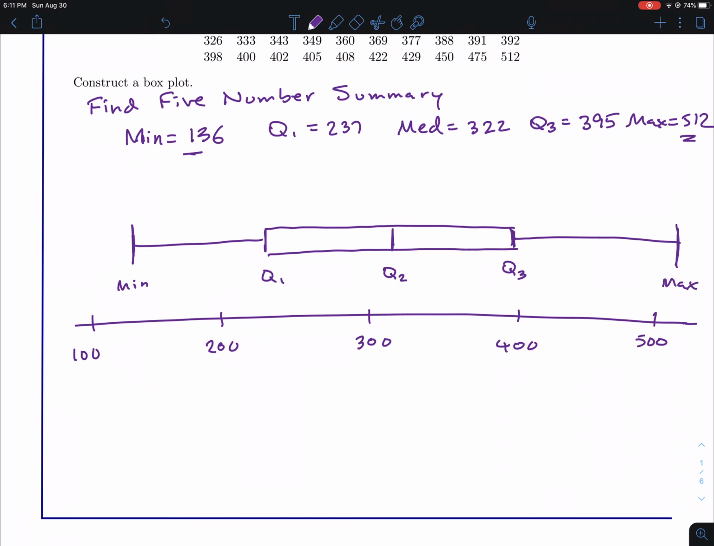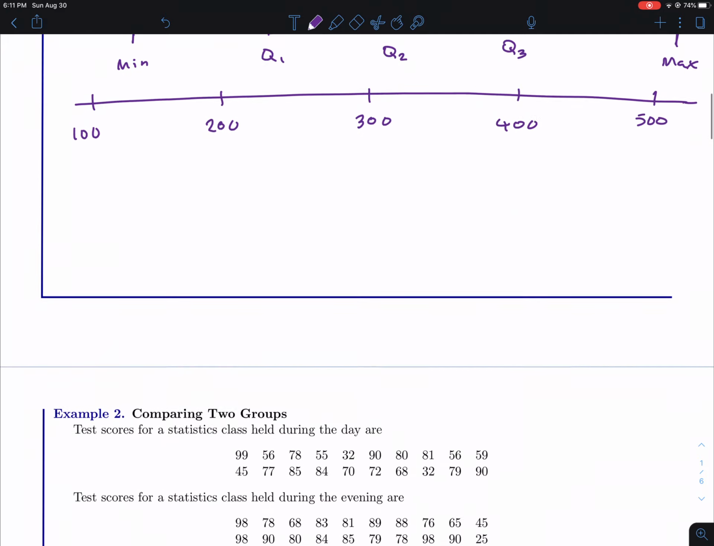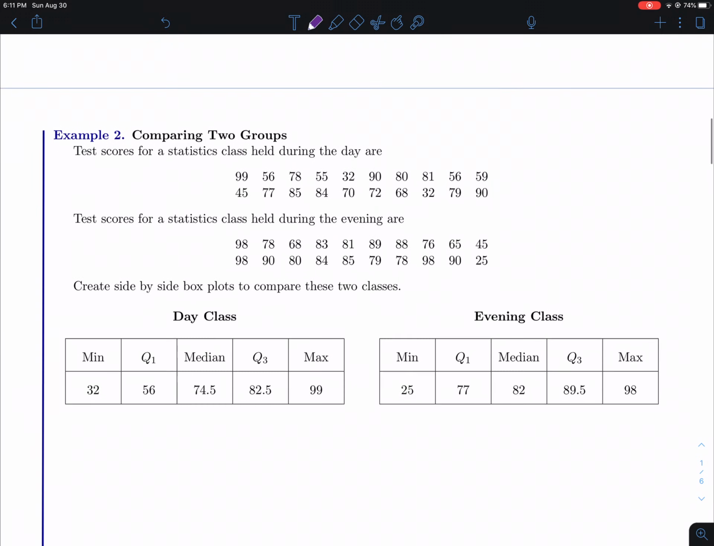So, all right, any questions or anything about that? All right, perfect. So let's look at another example here real quick.